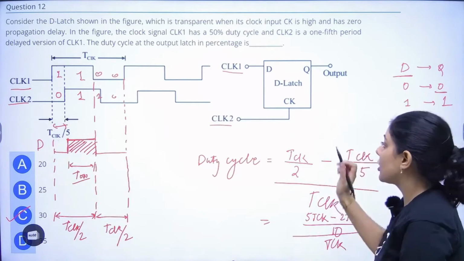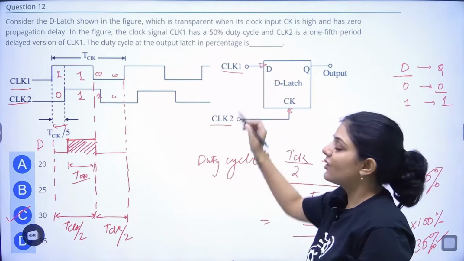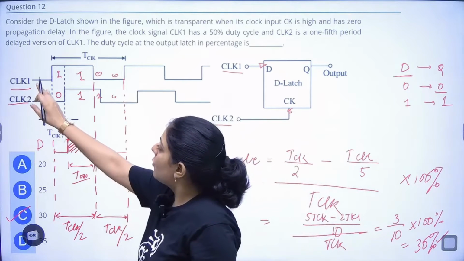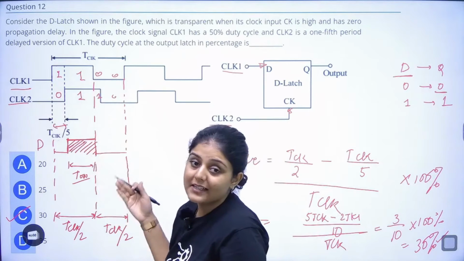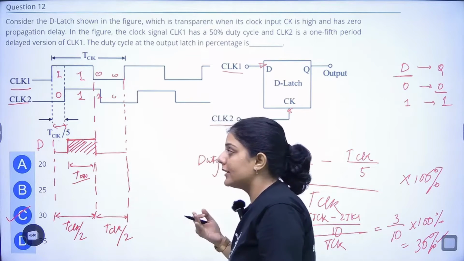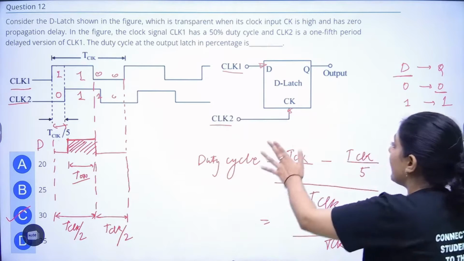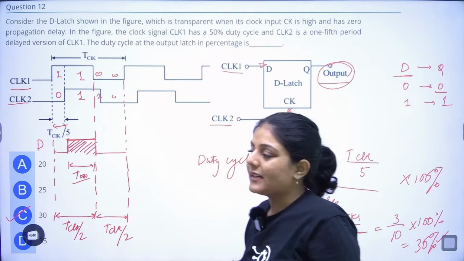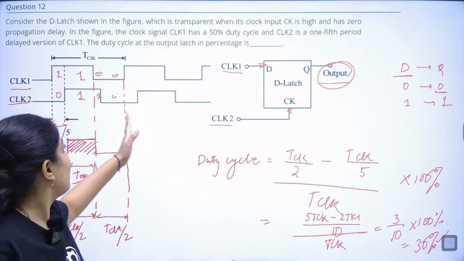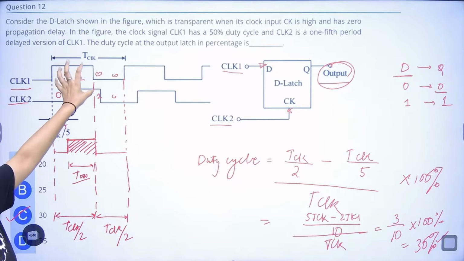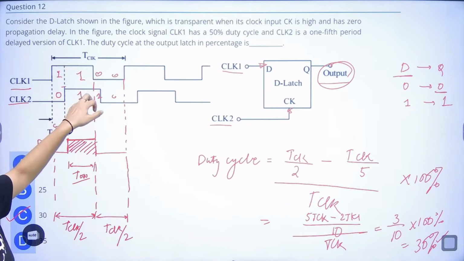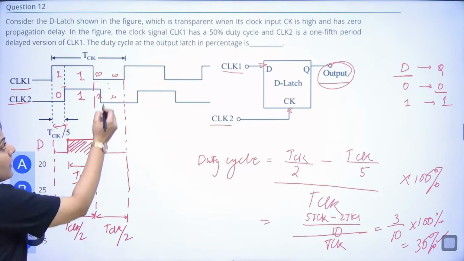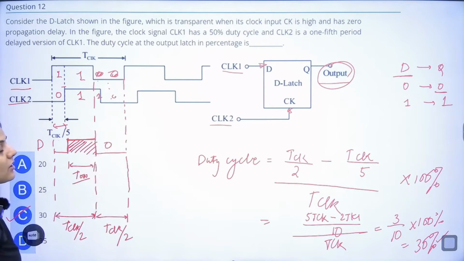In this latch, the clock is given and the input is also given in the form of a clock, right? As we can see, clock 1 is like this, and clock 2 is delayed by some T clock by 5 value. So in this case, what we have to find out is the output. Since the D latch is transparent, whenever the value is 1, it will give output as 1. So we have to find out when both the clocks are overlapping and the value should be 1. Otherwise, when it is 0, it will give the output as 0. So here it is 0, it is giving output as 0 only, right?